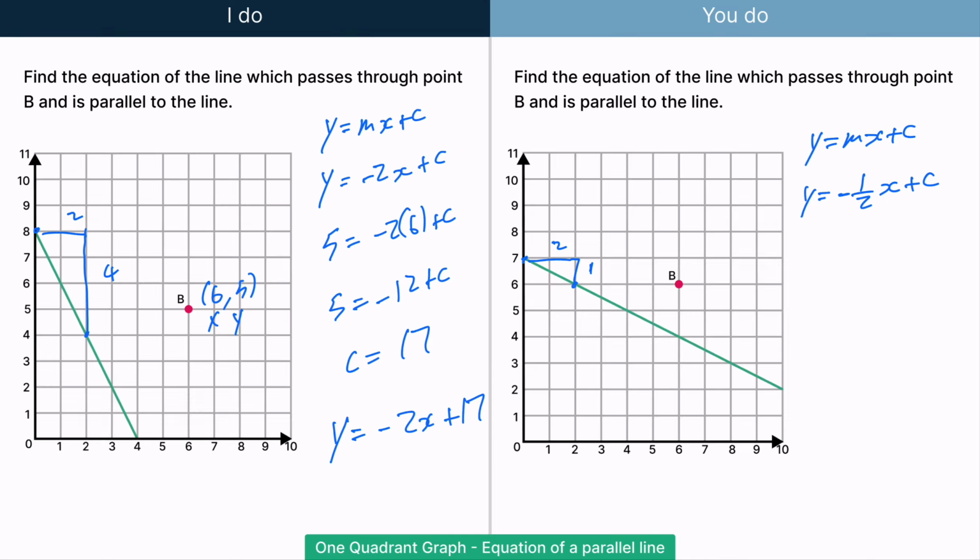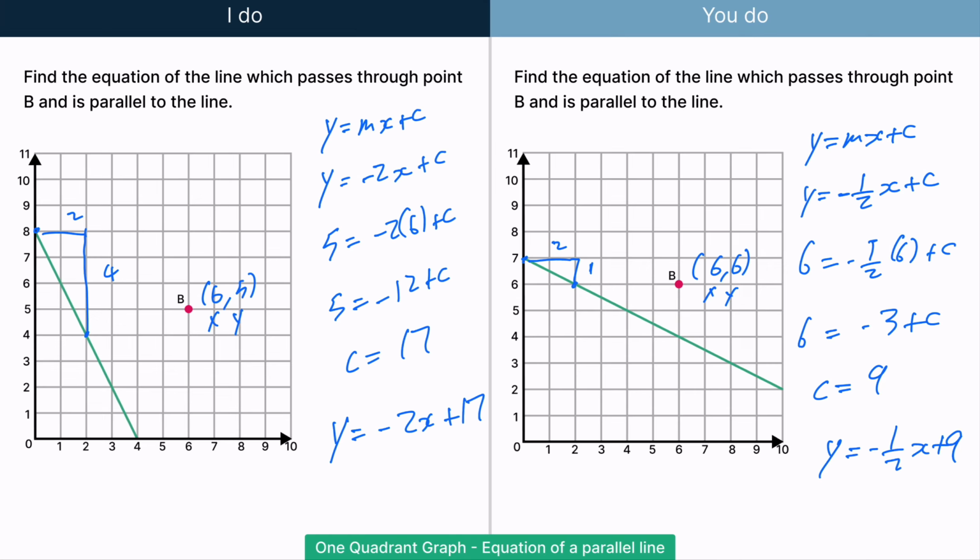And now all I need to do is find c. To find c, I just need the coordinates of this point, which are 6, 6. So I'm just going to substitute that in here. So 6 is equal to minus 3 plus c, which means c is equal to 9. So my final answer is y is a half x plus 9.